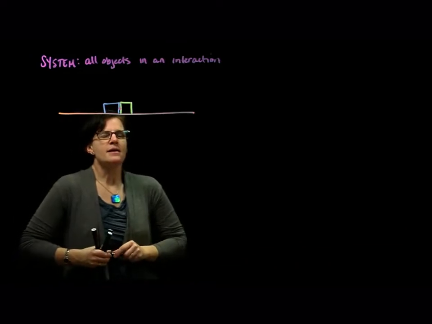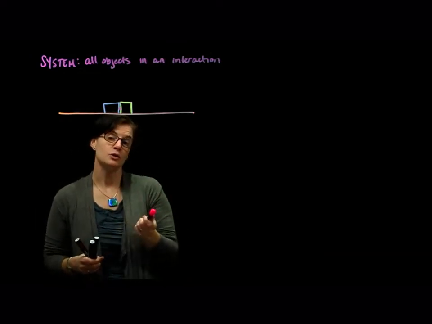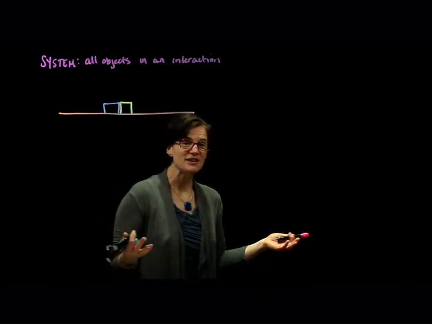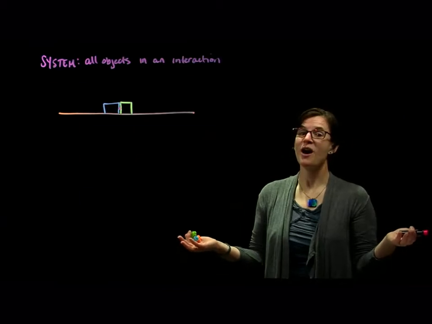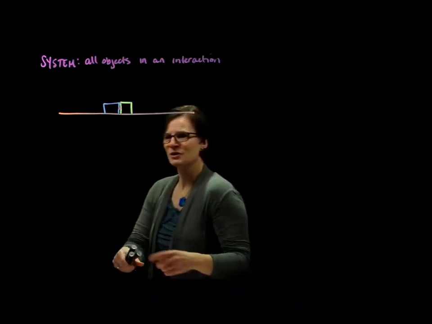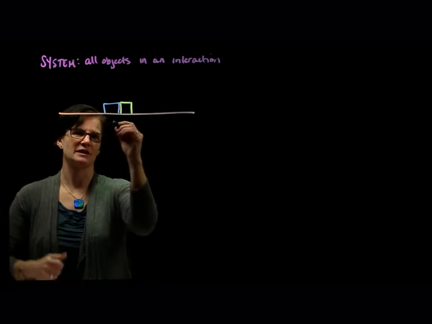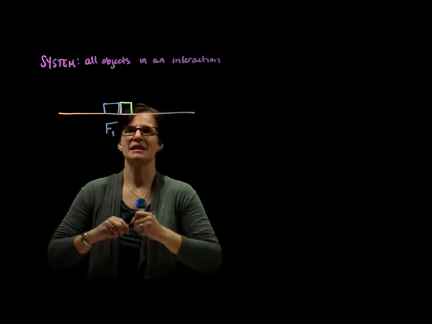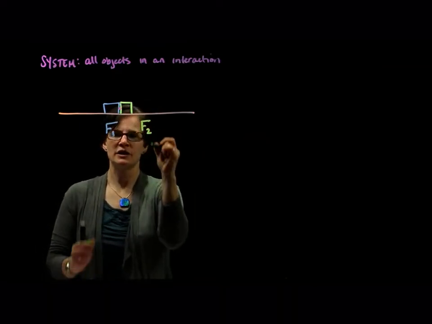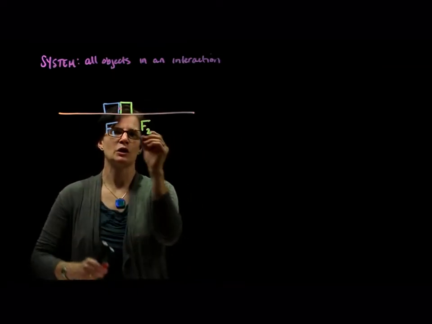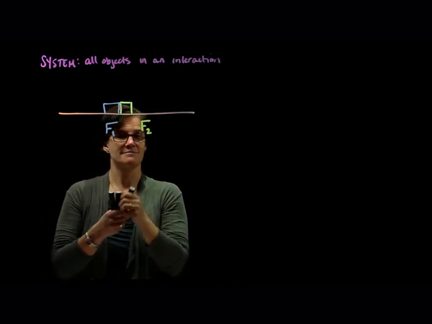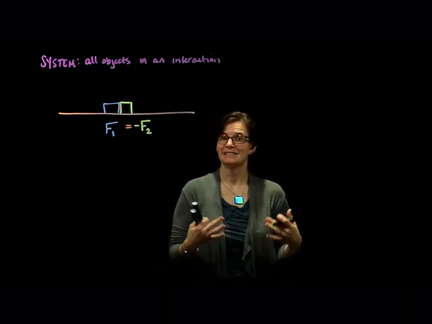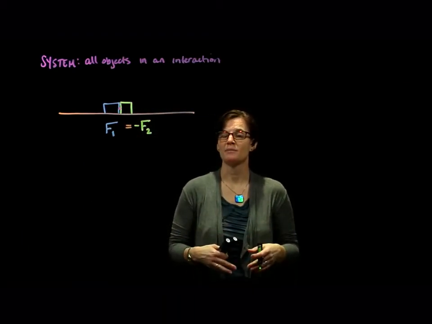Okay. Now, each of these 2 cars experiences a force. And how does that force relate to each other? Well, according to Newton's third law, they're equal and opposite. So the force that the blue car experiences, we'll call that force 1, is equal and opposite to the force the green car experiences. We'll call that force 2. And it's equal and opposite. So that is Newton's third law, the interaction between 2 objects.